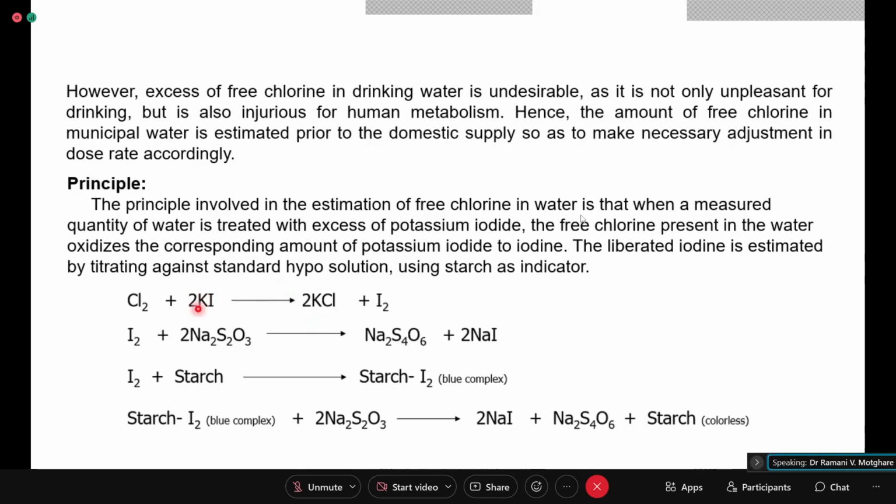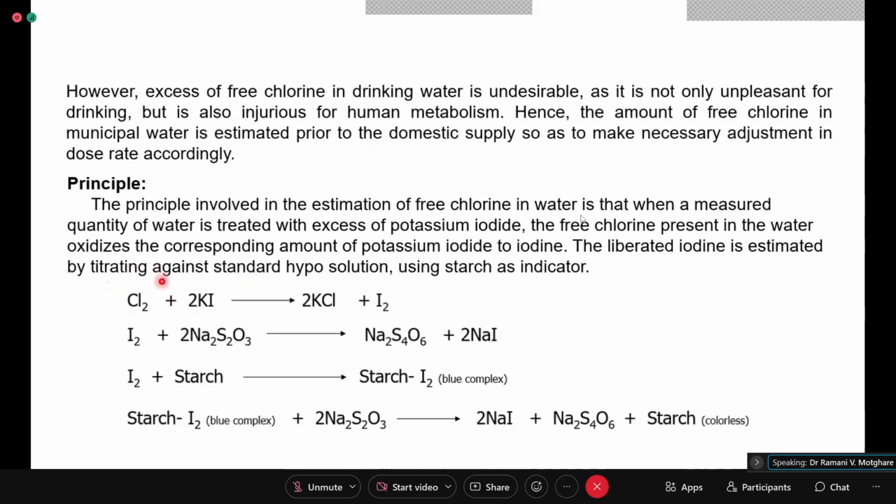So this chlorine will be oxidizing the iodide to iodine, and it will liberate an equivalent amount of iodine as much of chlorine is present, forming KCl. So chlorine oxidizes iodide to iodine. The quantity of iodine formed is equivalent to the free chlorine present in the water sample.